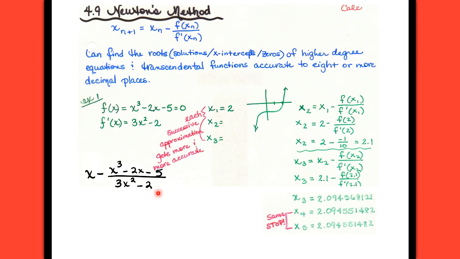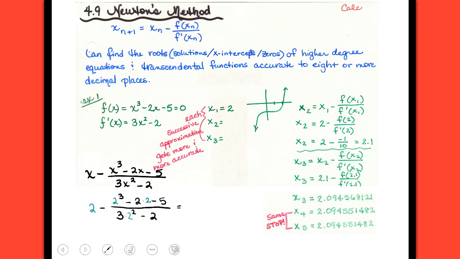And so to find x sub 2, I'm going to put 2 in the place of each x. Why? Because again, my first starting value, x sub 1, was 2. And so to find x sub 2, it says put x sub 1 in for each of our x's. So we're going to put 2 in for each of our x's. So that's what we're doing right here.